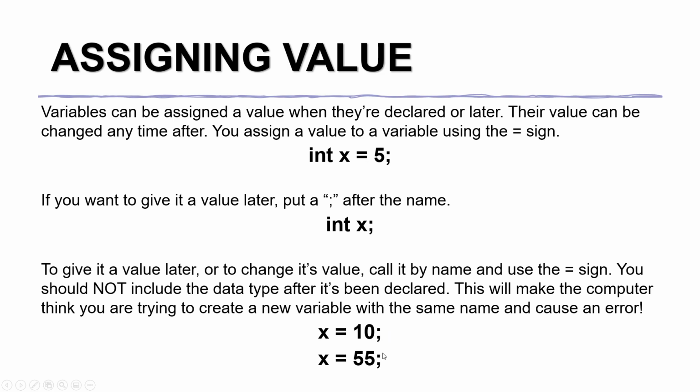So in either instance, this will work. It'll work here where it starts with 5, but then we change it to 10. Or if we did not give it a value yet, this would then be assigned the value of 10. And we can change this as many times as we want. The big key, though, is never to put the data type in front of it after we've declared it.